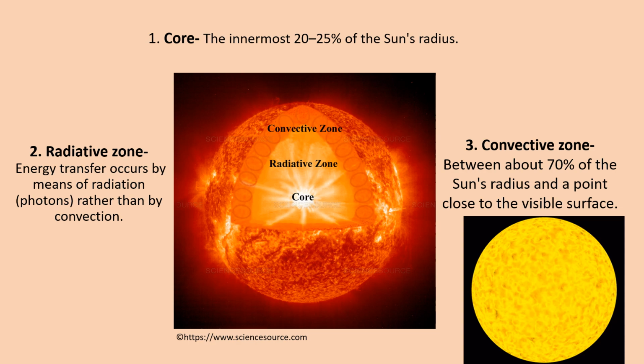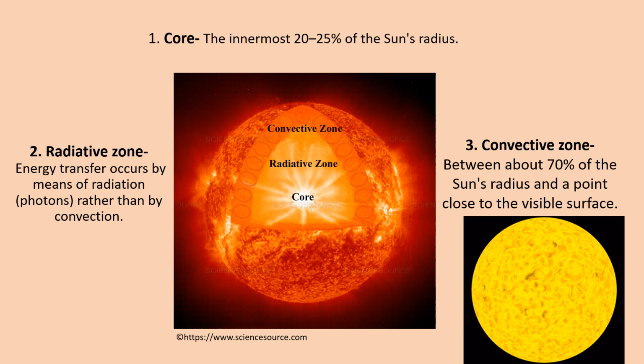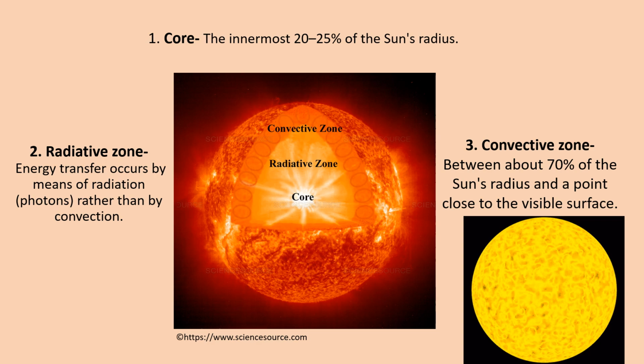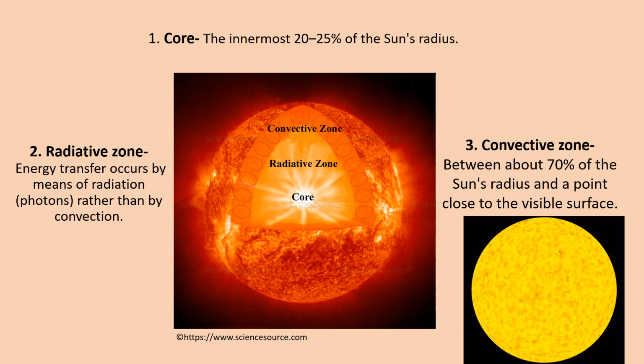Okay, so now we will discuss briefly the different layers of the sun, starting from the innermost layer, which is the core. The core of the sun extends from the center to about 20 to 25% of the solar radius. The temperature of the core is approximately 15.7 million Kelvin. Yes, the temperature of the core is 15.7 million Kelvin. But the sun's surface has a temperature of approximately 5800 Kelvin.